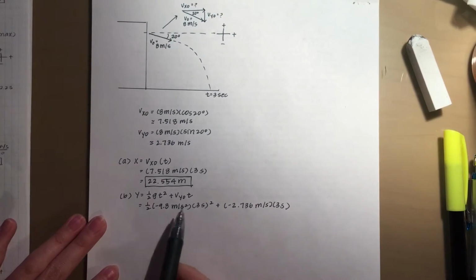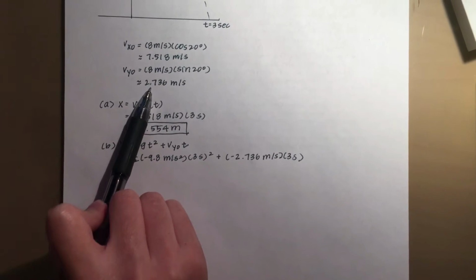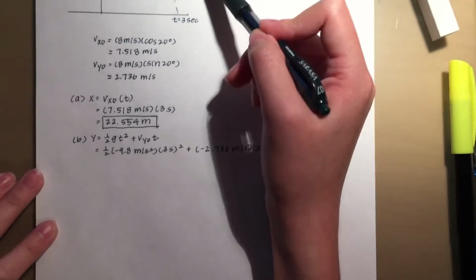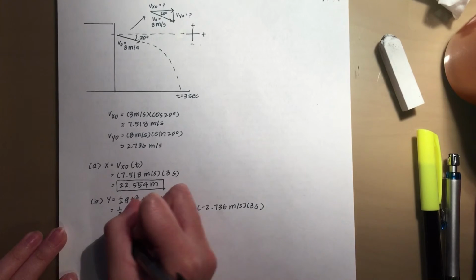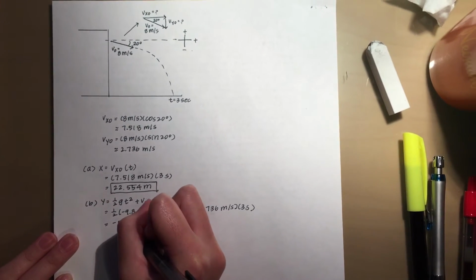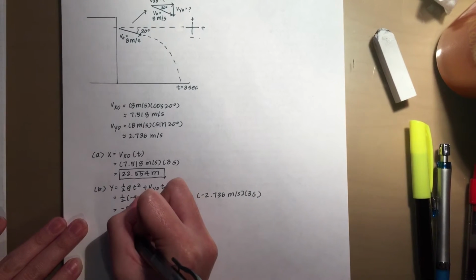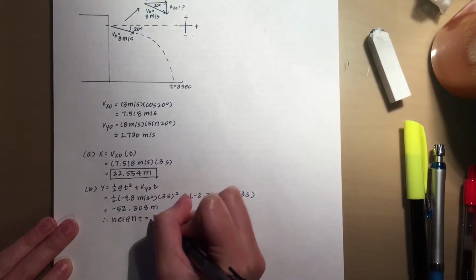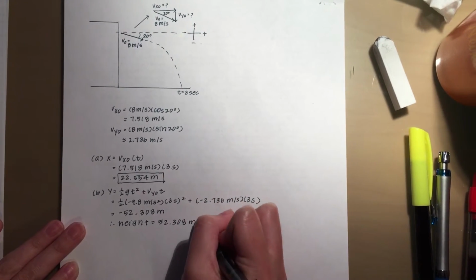And again, we got this initial y velocity from up here when we calculated it. And it's going to be negative because it's going downwards, which we already designated up here. And that is equal to negative 52.308 meters. So therefore, our height that it's thrown from is 52.308 meters.